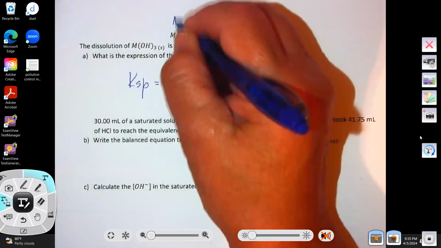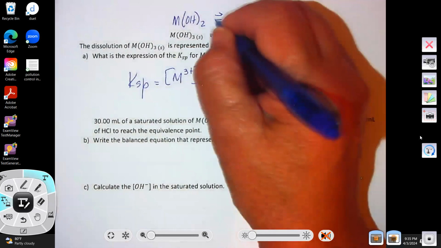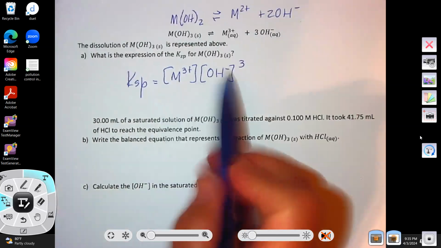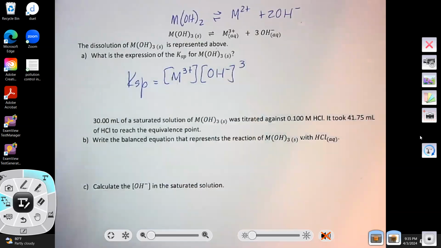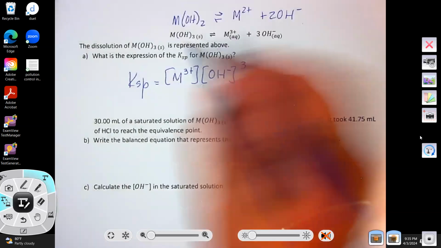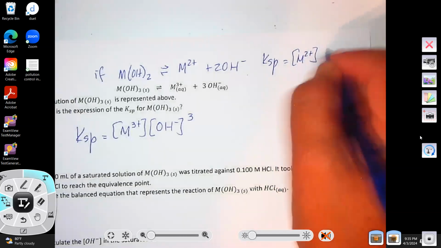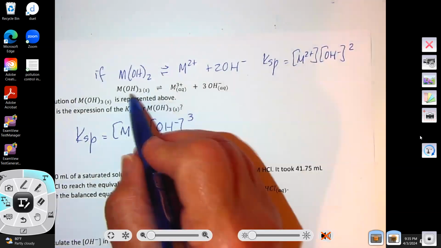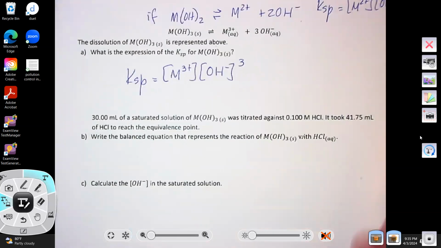If this were a hydroxide of 2 plus, for example, then this would look like M2 plus and OH minus to the second. Okay, so that is if. Then your KSP would be equal to the concentration of M2 plus times the concentration of OH to the second. But the one we have is 3, so that would be the expression for the KSP.